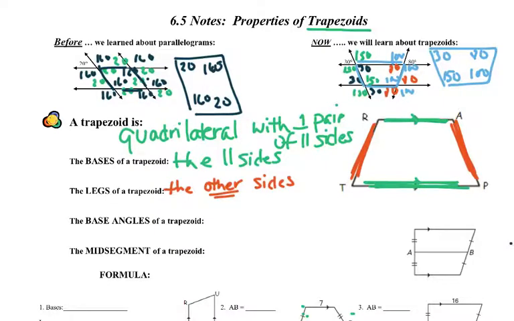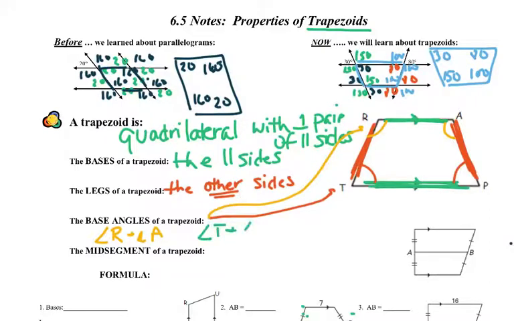And then we've got base angles. Base angles, I'm just going to draw them. They would be here and here, a pair of base angles. And then I have a second pair of base angles there and there. So the angles, let's see, angle R and angle A are a pair of base angles, and angle T and angle P are a pair of base angles. Then we have a mid-segment.